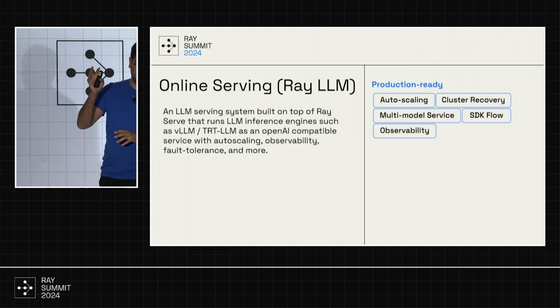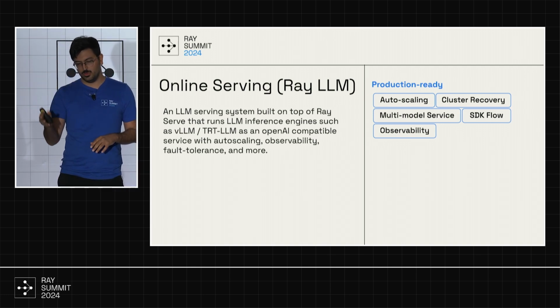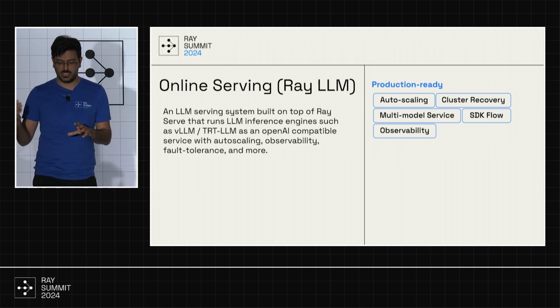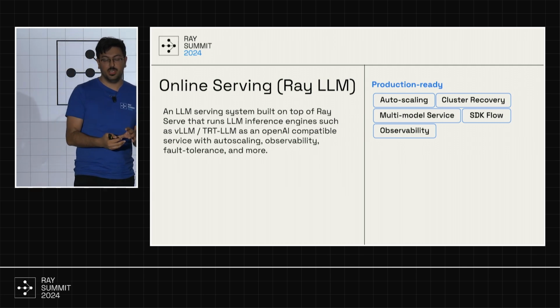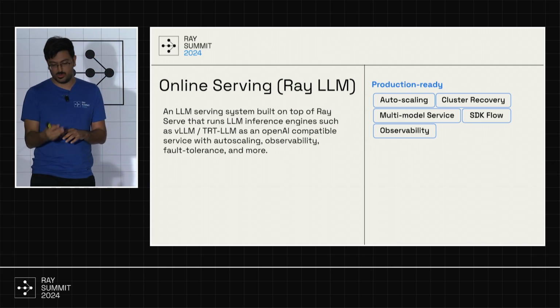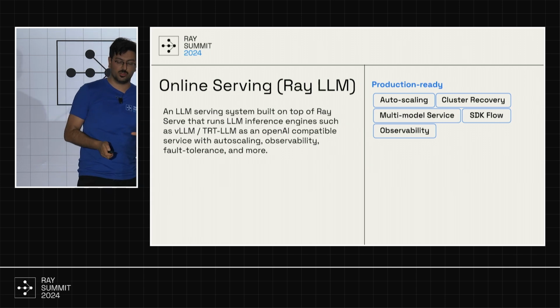The way I categorize the features is through these different types of features. There's a ton of features around production readiness, like autoscaling, cluster recovery, and being able to launch and shut down these services using the SDK, all around this production readiness story.